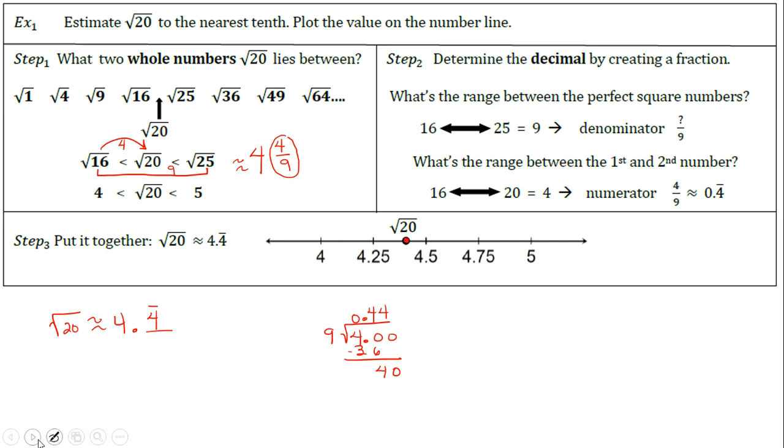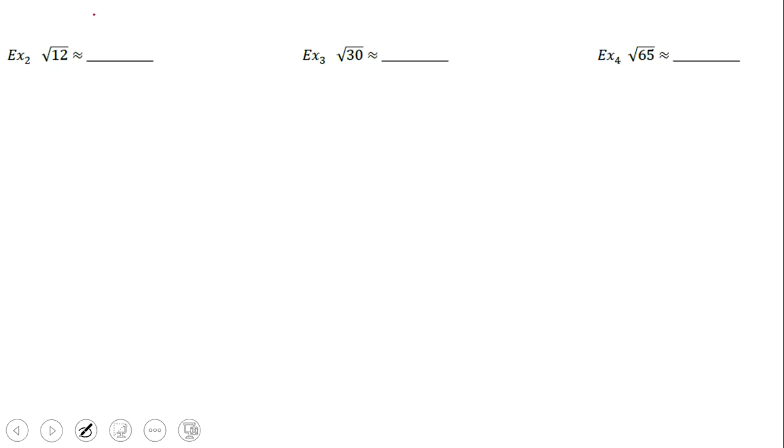Again, these are approximations. So when we're taking a look at the square root of 12, we're going to have our perfect square numbers memorized, and it doesn't hurt to write them down. So step 1, 12. 12 comes between 9 and 16.